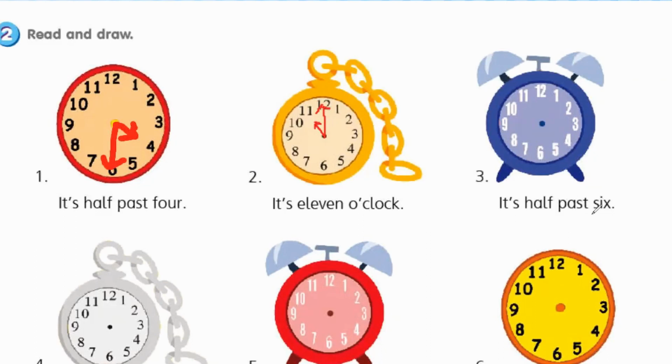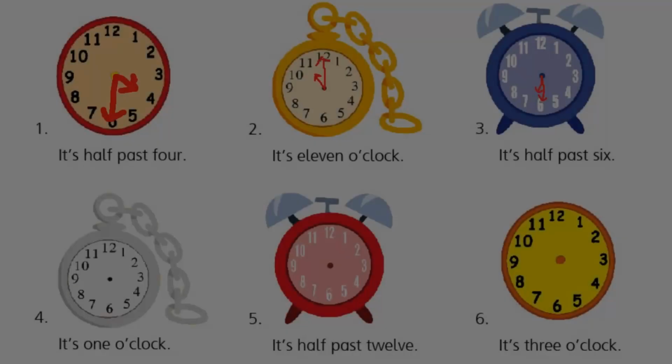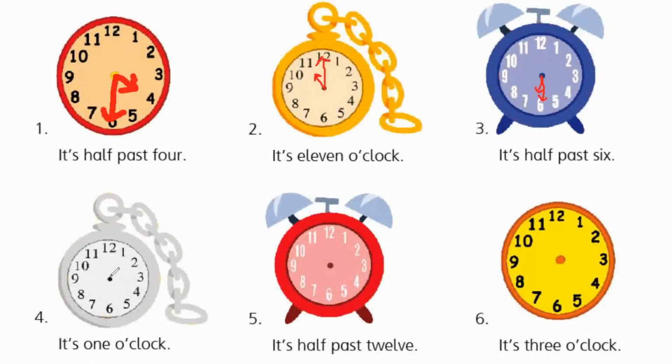Now it's 6:30. We do the long one first. 6 pointing at 6, 6:30. Now the short one will be pointing at 6, but slightly out a bit because it's moving to 7. Next, it's 1 o'clock. When you say it's 1 o'clock, it means the long needle points at 12. And now the short one is pointing at 1.